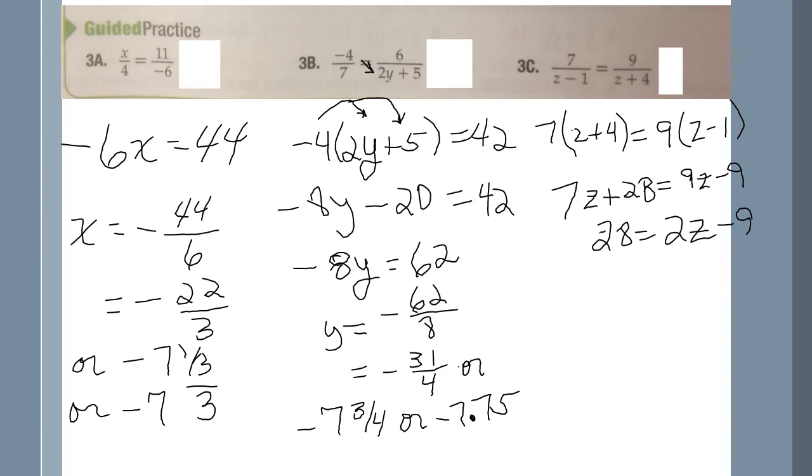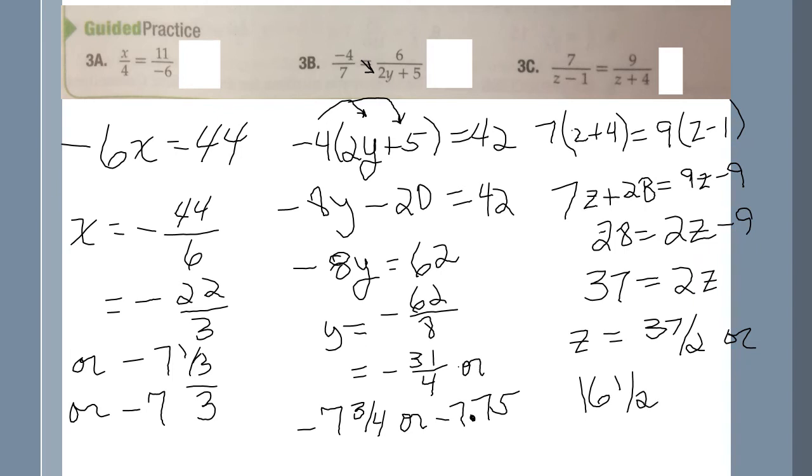I'm going to add 9 to each side. 37 equals 2z. Divide each side by 2, I got z is equal to 37 halves. I can leave it there, or 16 1/2, or 16.5.